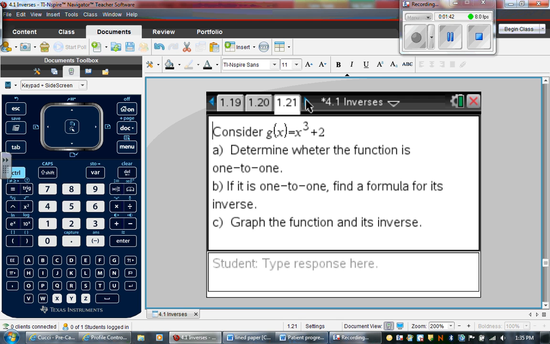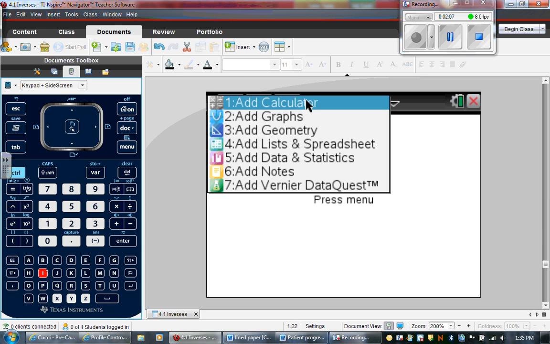All right, so let's take a peek at g of x equals x cubed plus 2. We're going to determine whether the function is one-to-one. If it is, we're going to find a formula for its inverse, and then graph the function and its inverse. The way we're going to start is by taking a look at the graph of the original function. So for x cubed plus 2, I'm going to simply insert another graph page.